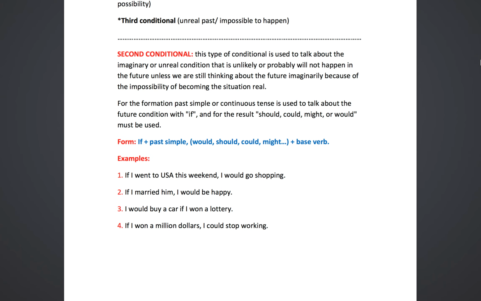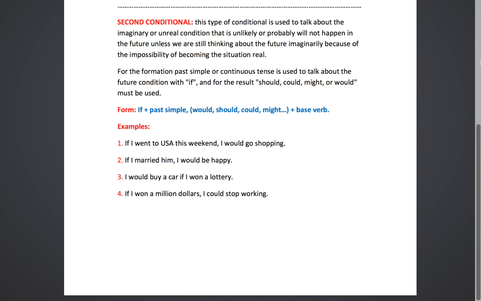Here we are going to cover the second conditional. This type of conditional is used to talk about an imaginary or unreal condition that's unlikely or probably will not happen in the future, unless we are still thinking about the future imaginarily because of the impossibility of the situation becoming real. What I mean here is that the action has not happened in the past or stopped at some point in the past, but it's also not possible to happen in the future. So it's like an imagination.